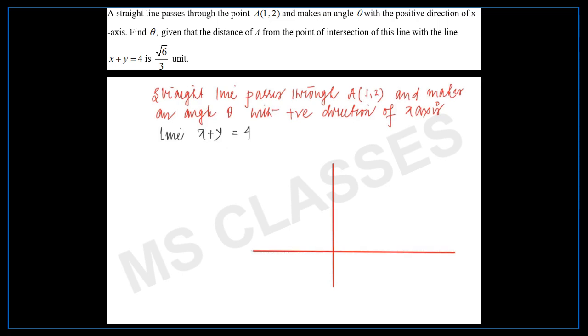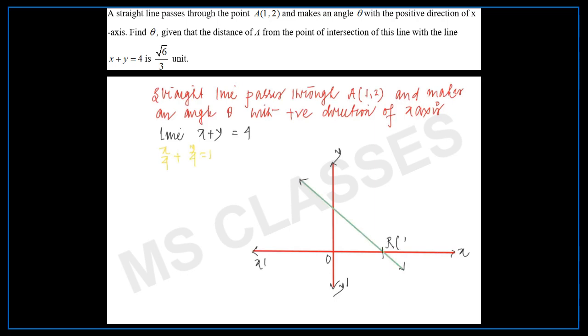First we draw the line x plus y equal to 4. We will be representing all the given information in this Cartesian plane. First of all, we express this in the intercept form. So we can write x by 4 plus y by 4 equal to 1. So we get that this is the line.